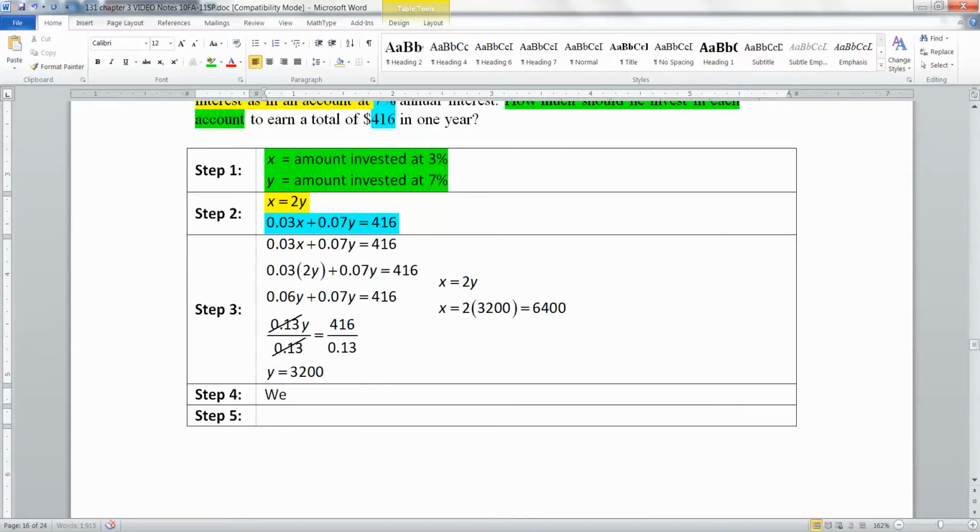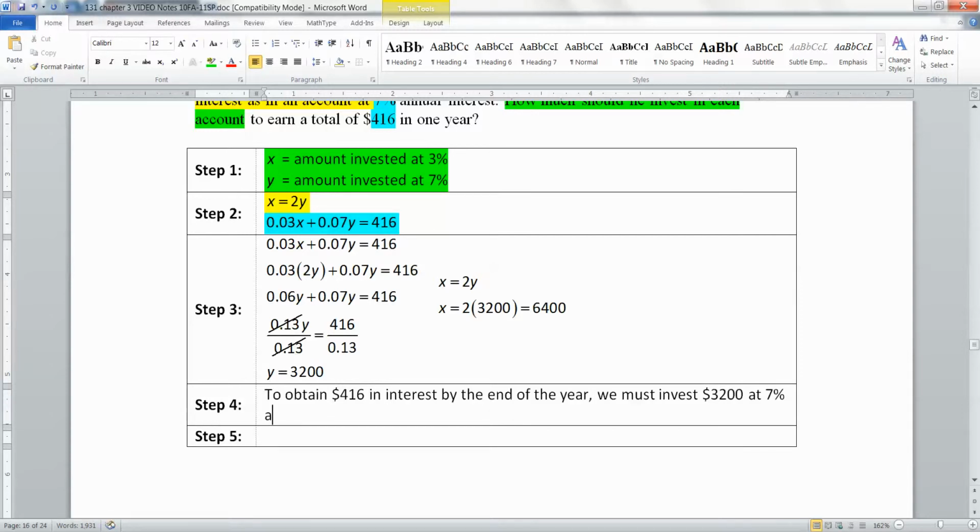So, to obtain $416 in interest by the end of the year, we must invest, let's see, $3,200 at, what was that, the 3%? No, that was the 7%. And $6,400 at 3%. I should use the word interest. There you go. And then step 4 is just kind of a check.